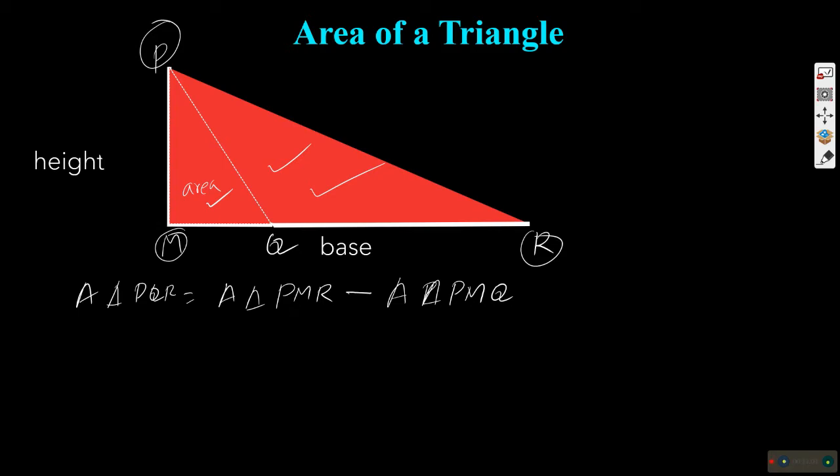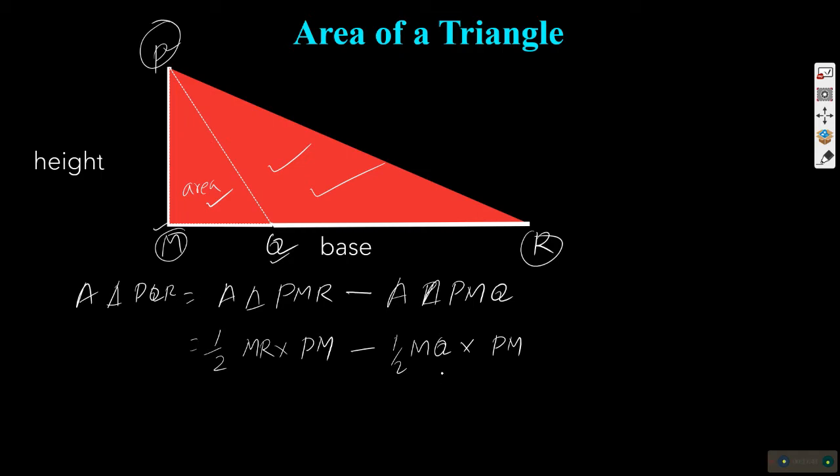And triangle PQR is not a right angle triangle, but PMR and PMQ are right angled. So we can apply the formula half base into height because we proved it from the rectangle. So half of base in the case of PMR is nothing but MR, and height in this case is again PM. And in the case of PMQ, MQ is the base, half of MQ into the height over here, the length of PM.